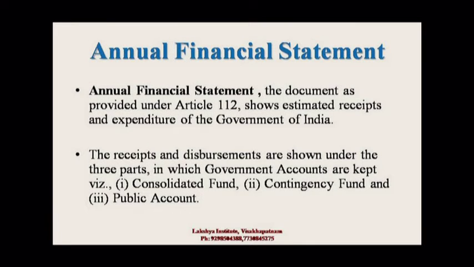Annual Financial Statement. The Annual Financial Statement, the document as provided under Article 112, shows estimated receipts and expenditure of the Government of India. The receipts and disbursements are shown under the three parts in which government accounts are kept, namely 1. Consolidated Fund, 2. Contingency Fund and 3. Public Account.